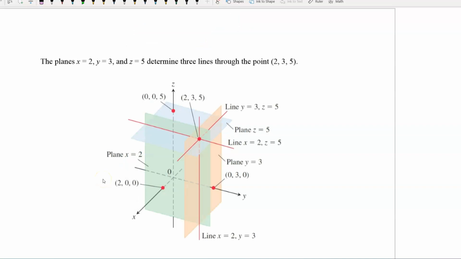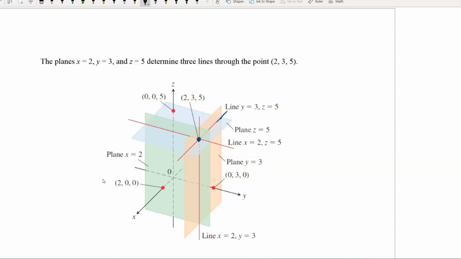So on this part we have planes x equal to 2, y equal to 3, and z equal to 5. Determine 3 lines through the point 2, 3, 5. So this is the point that we have, 2, 3, 5, and we have these 3 lines crossing this point. The first one here is for y equal to 3 and z equal to 5.